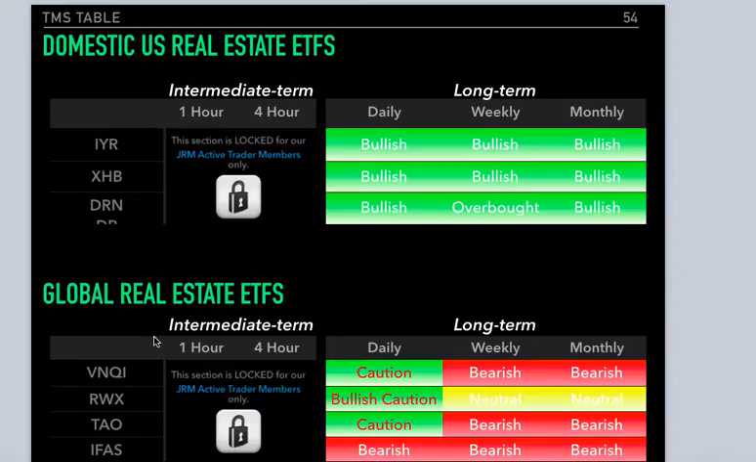And then if we look at the TMS tables, it's the same thing. You can see how strong the U.S. market is, and then you can see the global real estate ETFs have already turned bearish. So this is why I like using this. This is why I developed it. It gives you a nice visual of what's going on out there without getting lost in each individual chart.